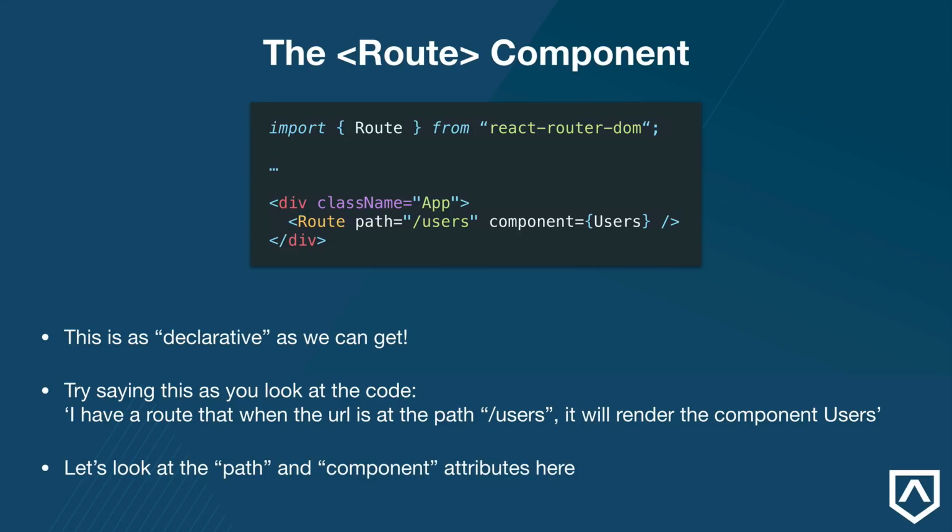So let's take a look at the path and component attributes here. The Route component needs to have the path attribute to tell our application what to render when we're at that specific path. So with this example, when we're at the path /users in our application, in the URL, it's going to render the component that we tell it to render. And that's where the component attribute comes in. The component attribute tells it which component to render when we're at this specific path.